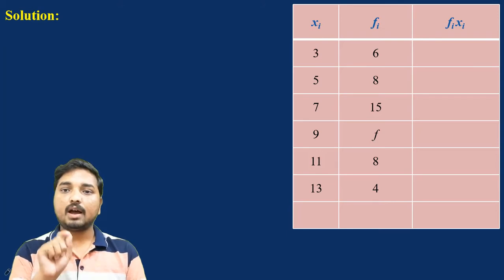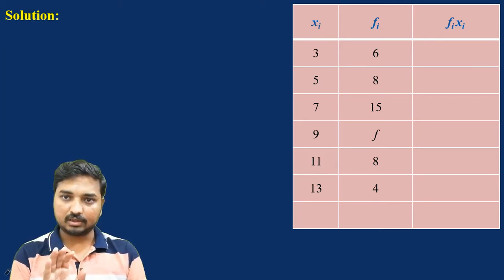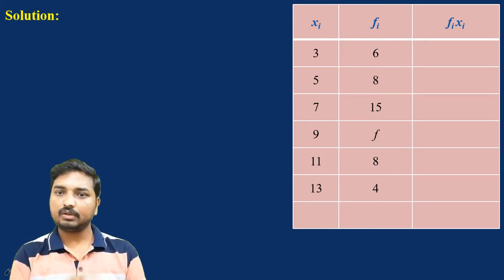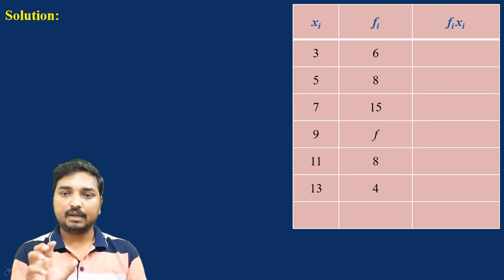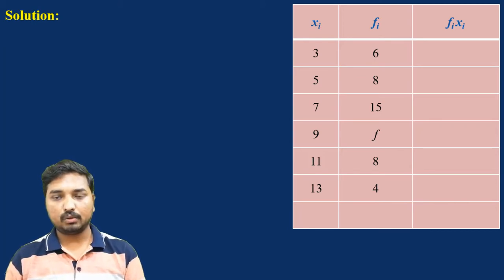So that's why I'm going to use the direct method. If you want to use the assumed mean method, you can use that method and you will get the same answer. Okay, now I'm going to show you how to solve the missing frequency problems by the direct method. Look at the table, I have written all these things.